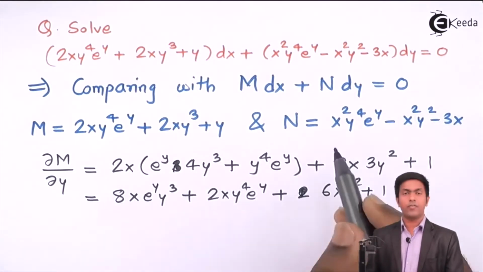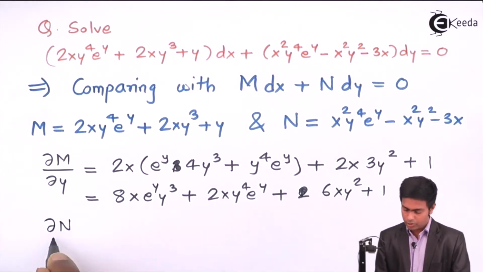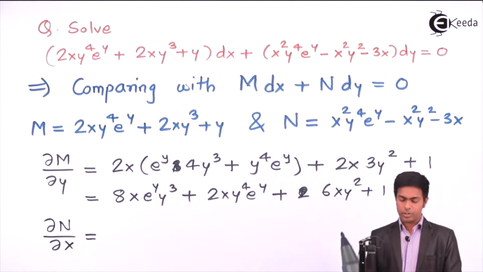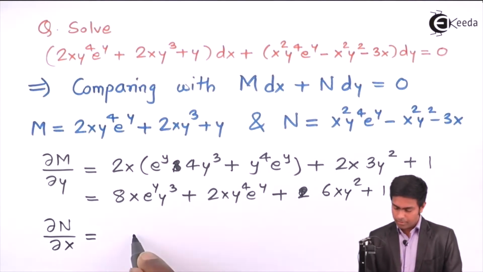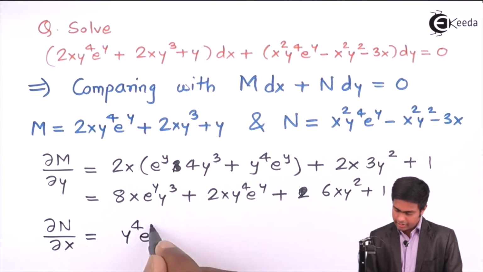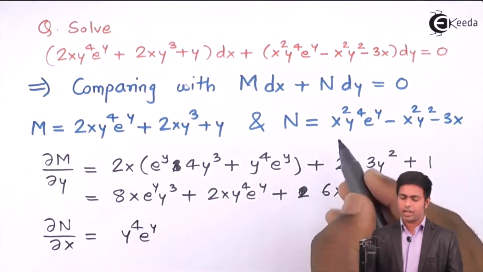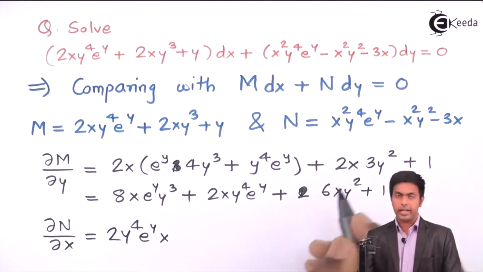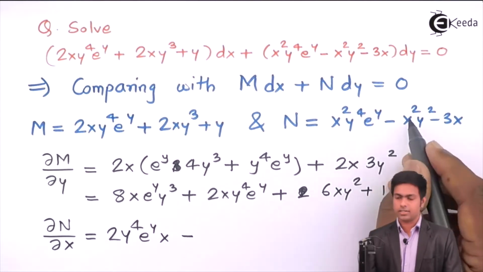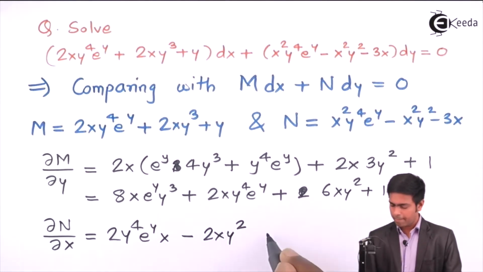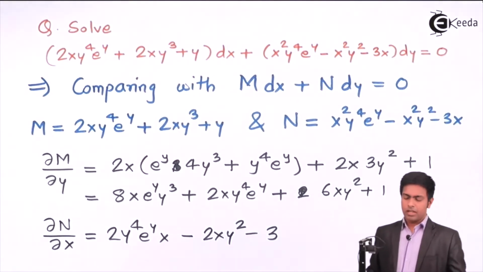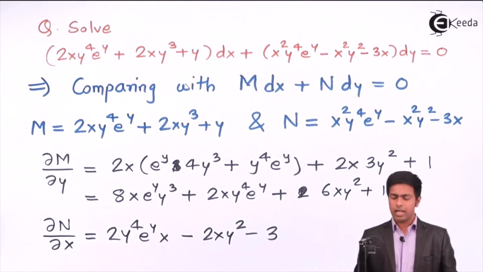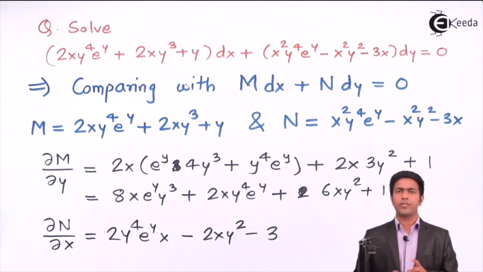Now let's find out the value of ∂N/∂x. So I'll differentiate N with respect to x partially. So y^4 and e^y, they are constant, I am taking them outside, and for x^2 we will get the derivative as 2x. Next, minus y^2 as it is, and for x^2 we will get 2x, and minus 3. Now guys, if you compare these two values, ∂M/∂y and ∂N/∂x, they are not equal, and since they are not equal, the given differential equation is not exact.